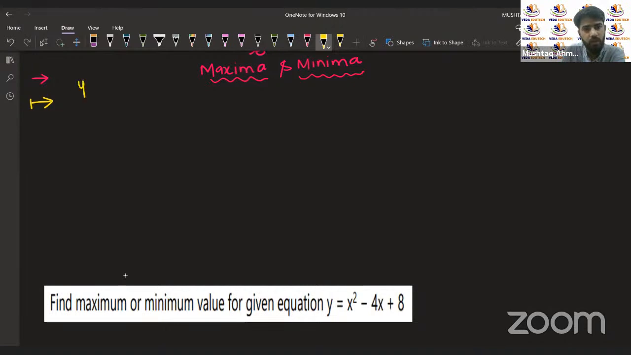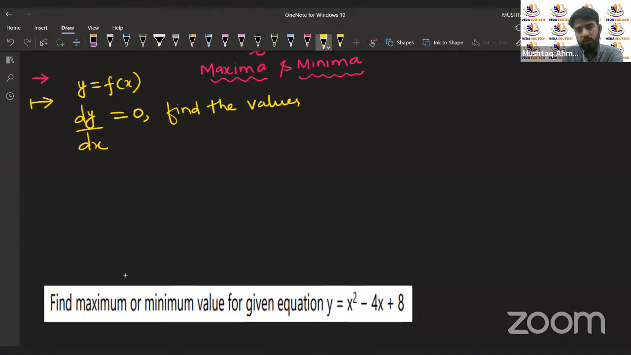Suppose we have been given some function y here. What we'll do is that we'll just take the derivative of this function y. If we have to calculate the maxima or minima for this function, we'll just take the derivative of this y and put that equal to 0. From this equation, find the values of x. There can be 1, 2, or many values of x for which dy by dx is 0. And we just find all those values of x.